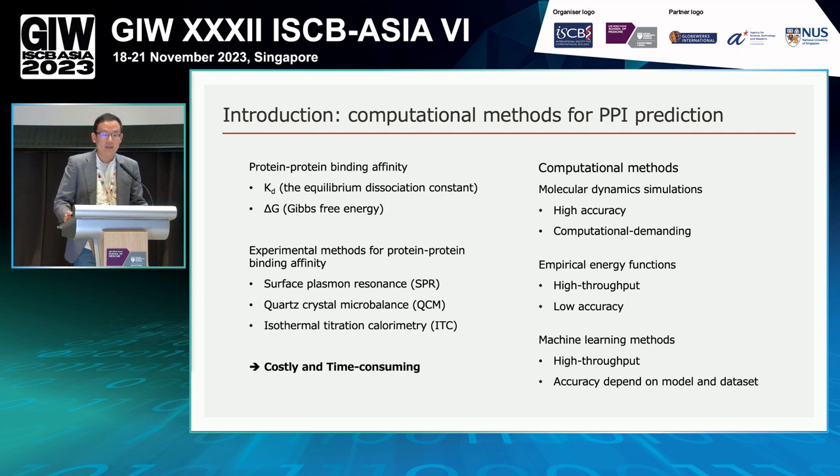To overcome the limitation of the experimental methods, various computational methods have been developed, such as molecular dynamics simulation, empirical energy function, and machine learning methods. Compared with the previous two methods, machine learning methods have the benefit of high throughput, and the accuracy of machine learning methods depends on the model and the data set. And recent models have shown quite high accuracy.